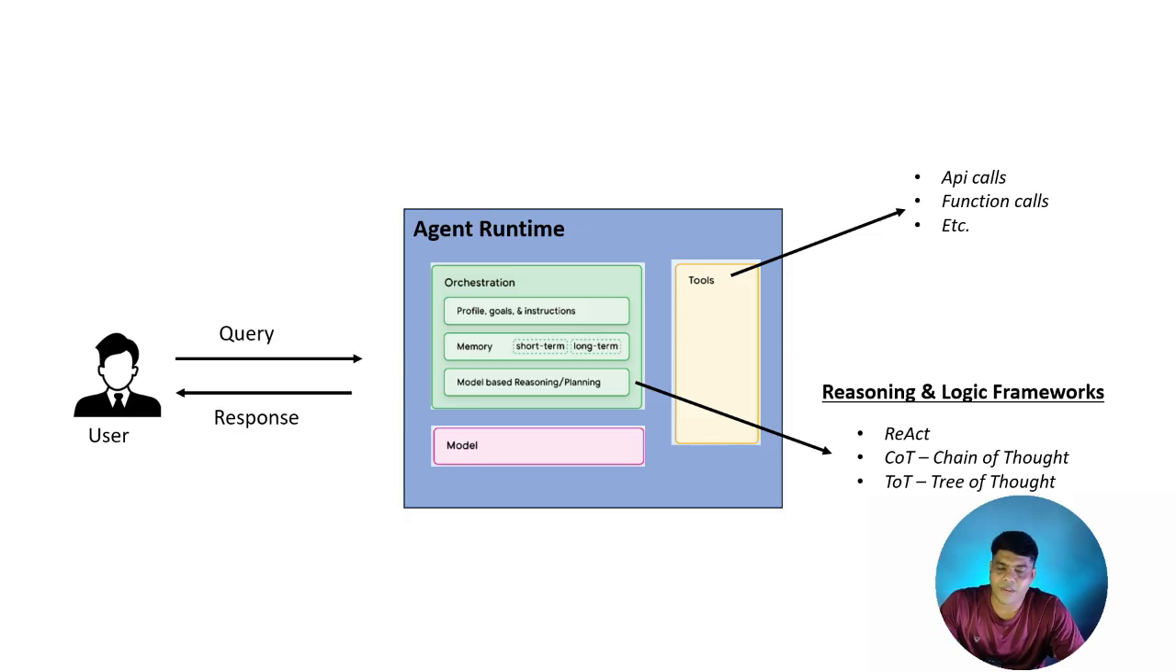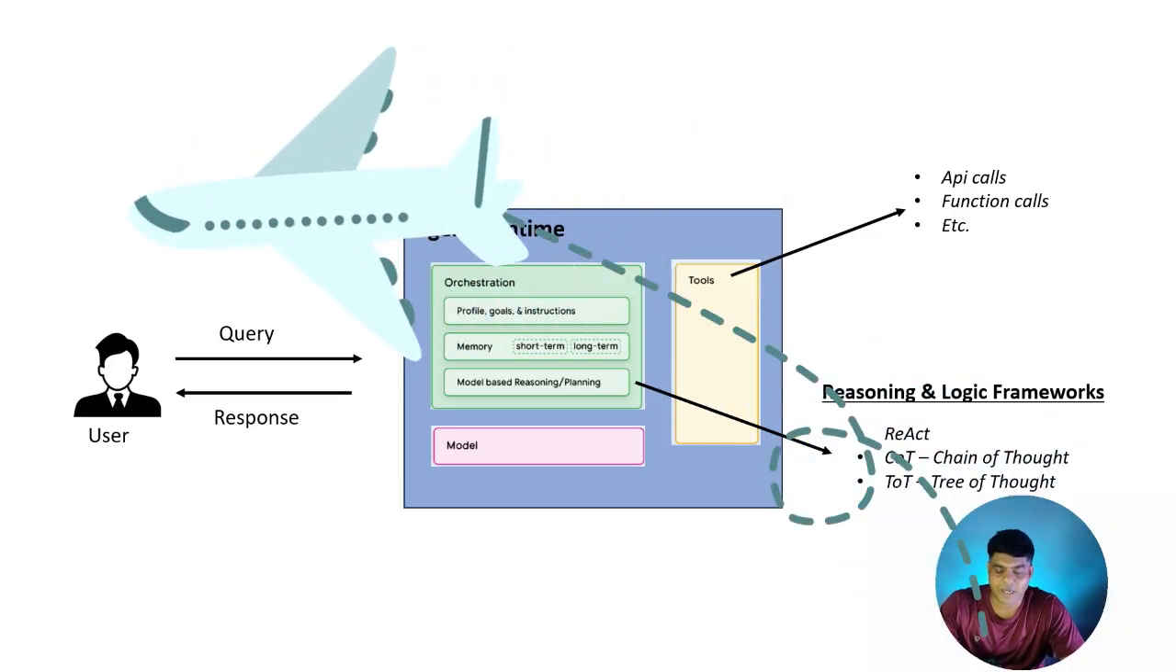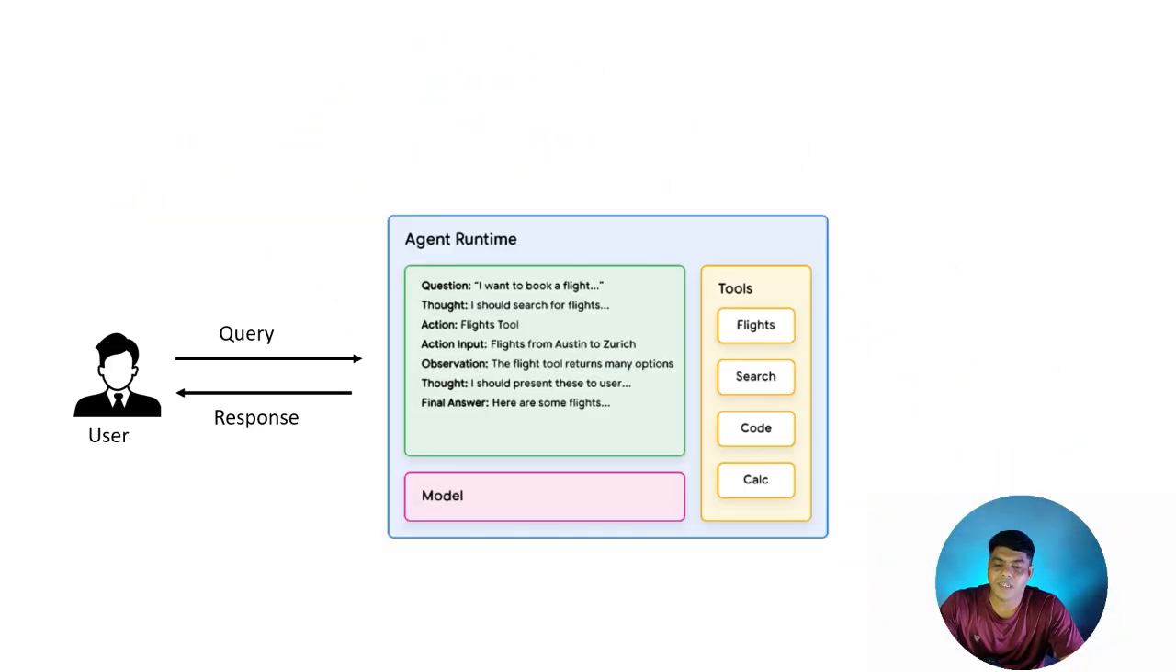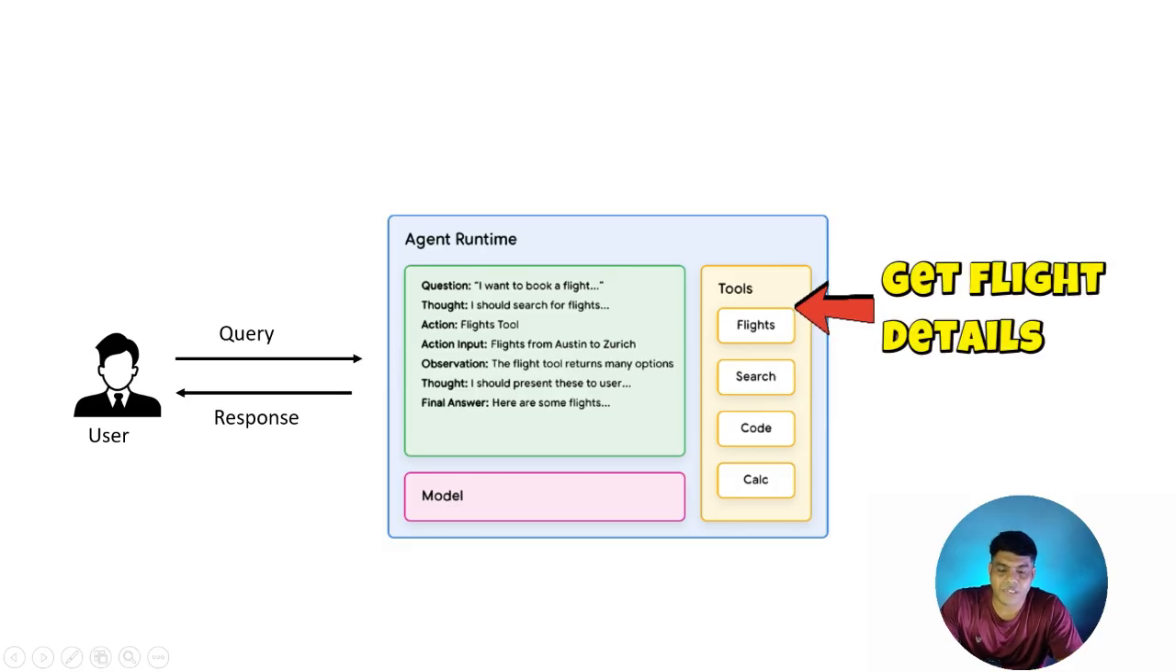Let's understand it with a live example. Let's take a use case of a user who wants to book a flight ticket using an AI agent. Once the user sends a query saying, I want to book a flight, the agent will start the thought process saying, I should start searching for the flight. It will take an action by connecting to the tool called flights, or it could be a flights API, from which it is able to input or get all the information related to the flight.